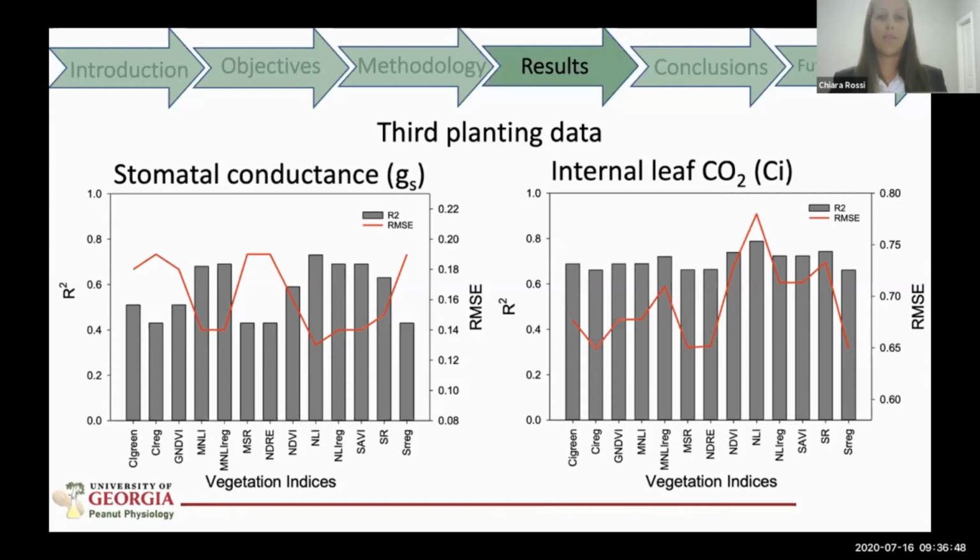So the first graph on the left is related to stomatal conductance. And we can see that one of the best vegetation indices is the nonlinear index, because the R-square is really high while the error is low. Another good vegetation index that we selected was the simple ratio. On the right instead, we can see the graph for internal leaf CO2 concentration. And in this case, we selected the modified nonlinear index.